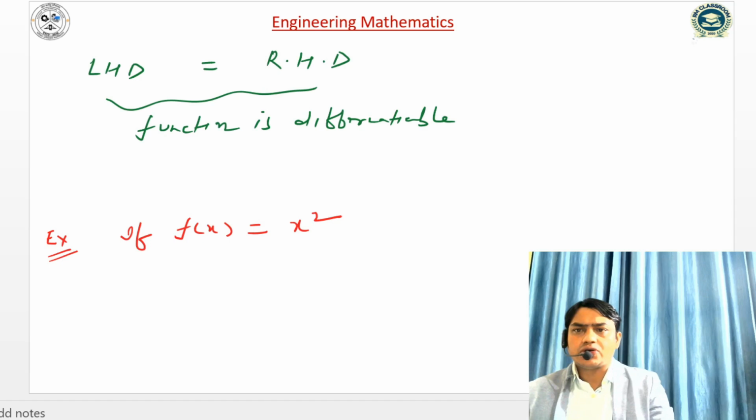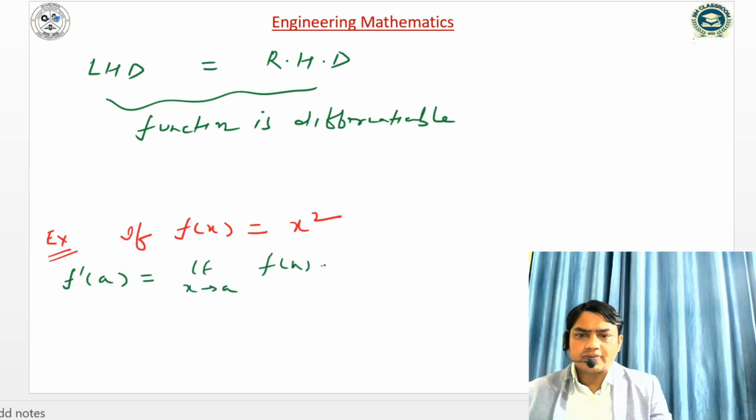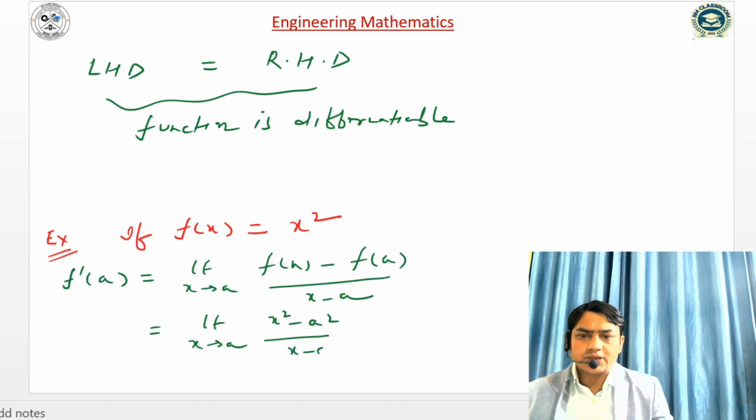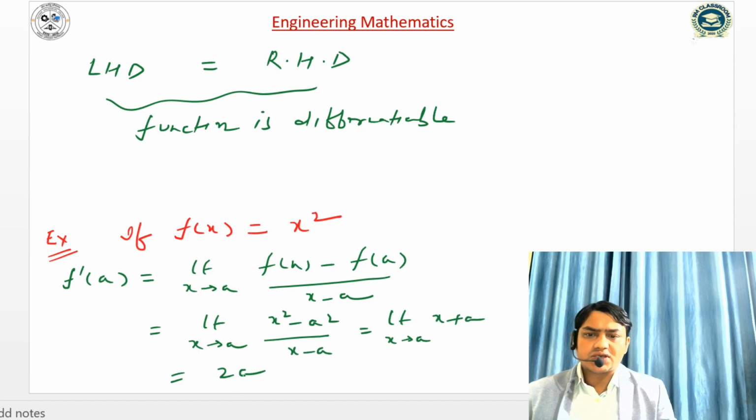Firstly, we have to find f dash at x = a, so f dash of a is equal to the limit x tends to a of (f(x) minus f(a)) divided by (x minus a). So we can write limit x tends to a of (x square minus a square) divided by (x minus a). So it will be limit x tends to a of (x + a). So the value is 2a, meaning the derivative exists, so the function is differentiable.